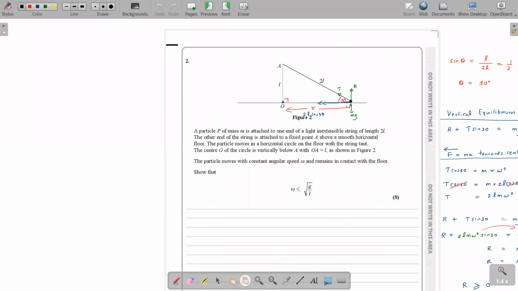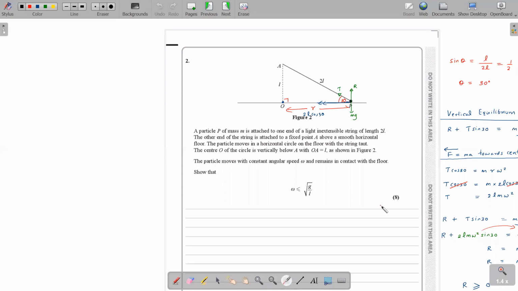Okay, guys, we'll move on to question number 2. So they say here a particle of mass m is attached to one end of a light inextensible string of length L. Okay, the other end of the string is attached to a fixed point A above a smooth horizontal floor. The particle moves in a horizontal circle on the floor with the string taut. The center O of the circle is vertically below A, with OA equal to L as shown in figure 2. The particle moves at constant angular speed omega and remains in contact with the floor. Show that omega is less than or equal to root g over L.